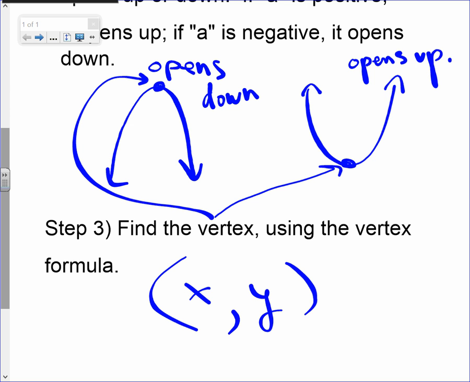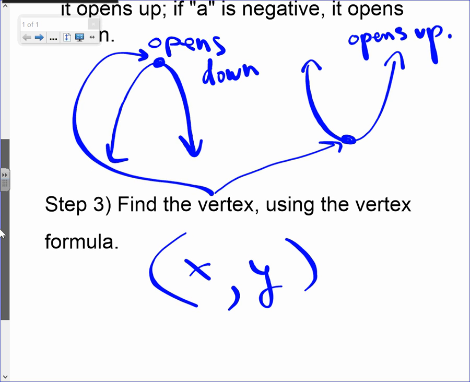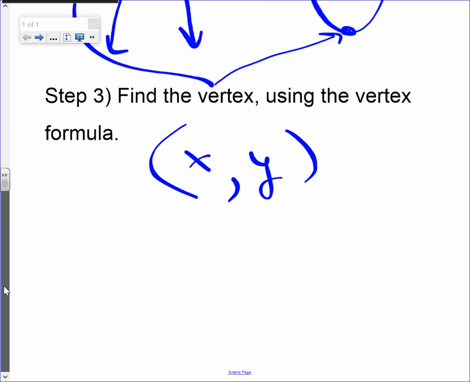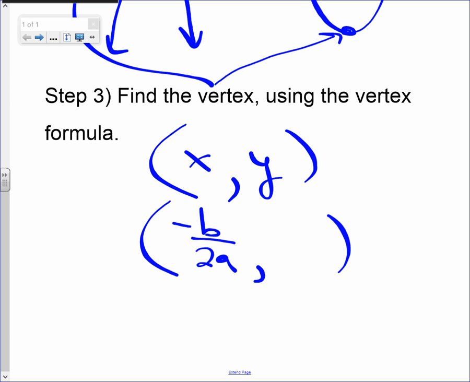Now, what is the formula? What's the recipe to find the vertex? You'll recognize this from the end of quarter 1, veteran students. Negative b over 2a. And then whatever the y is.